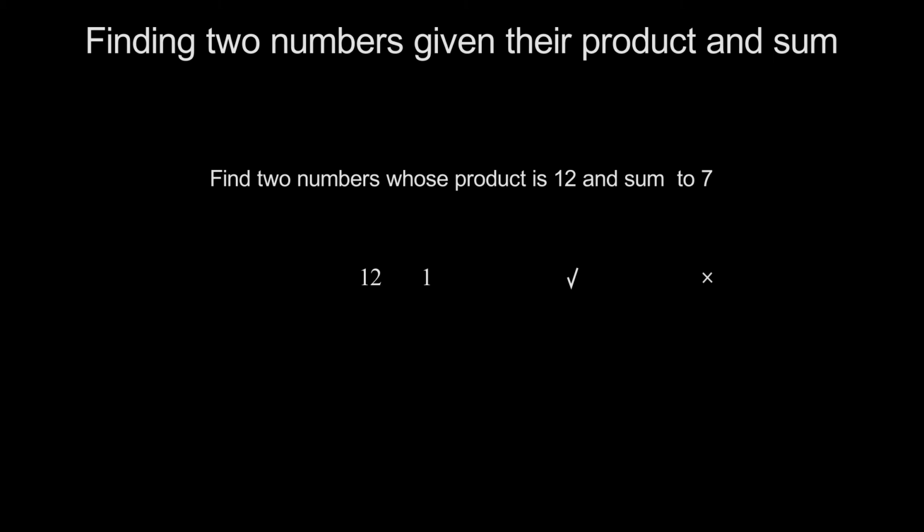2 is a factor of 12. 2 and 6 multiply to 12, but they don't sum to 7. 3 is a factor of 12. 3 and 4 multiply to 12, and they sum to 7. So we have found the required numbers 4 and 3.